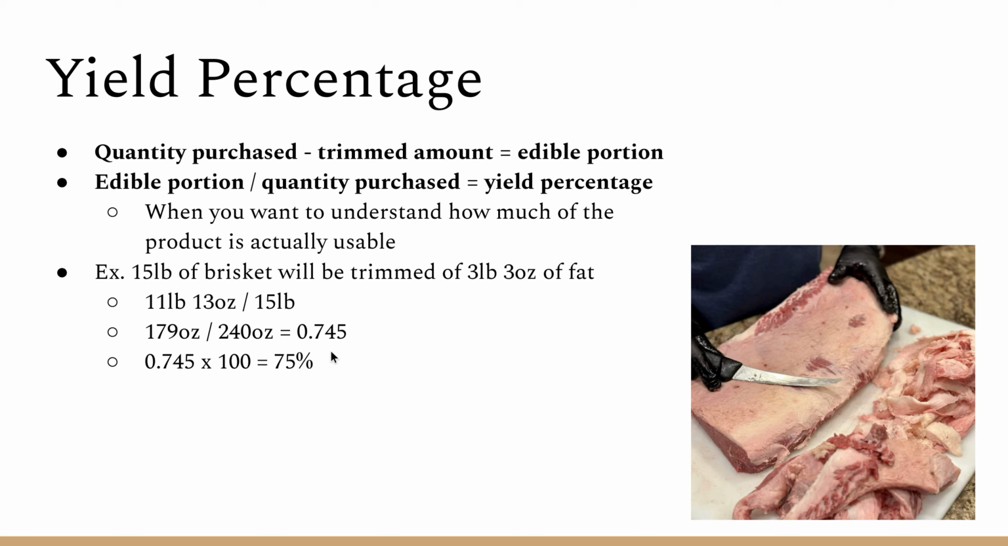0.745, which is our yield percentage. It's just not in percentage form. So take that number times by 100 and we get 75%. So you know that when you are holding a whole piece of brisket, just arrived, still in the package, you now understand that 75% of that brisket is edible.